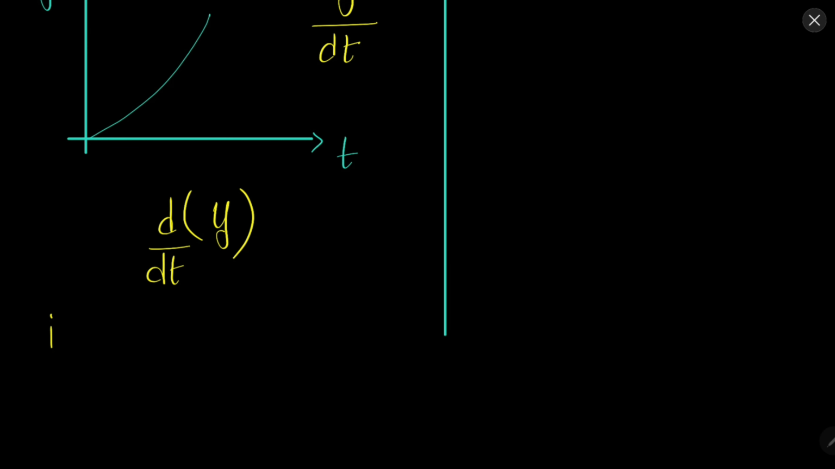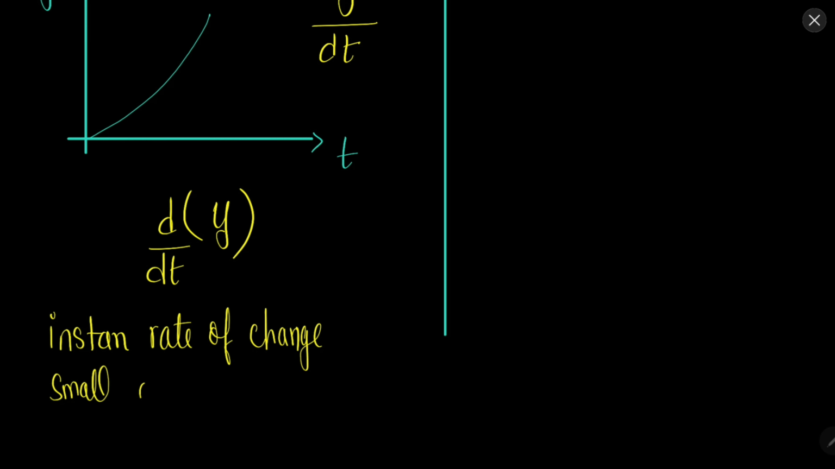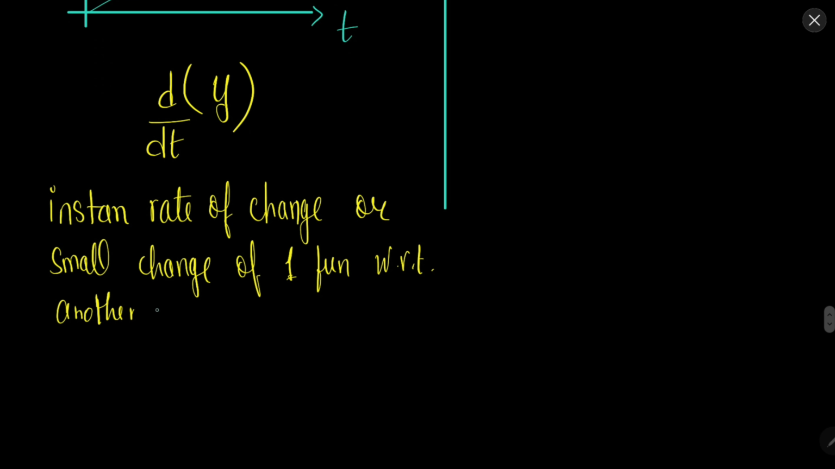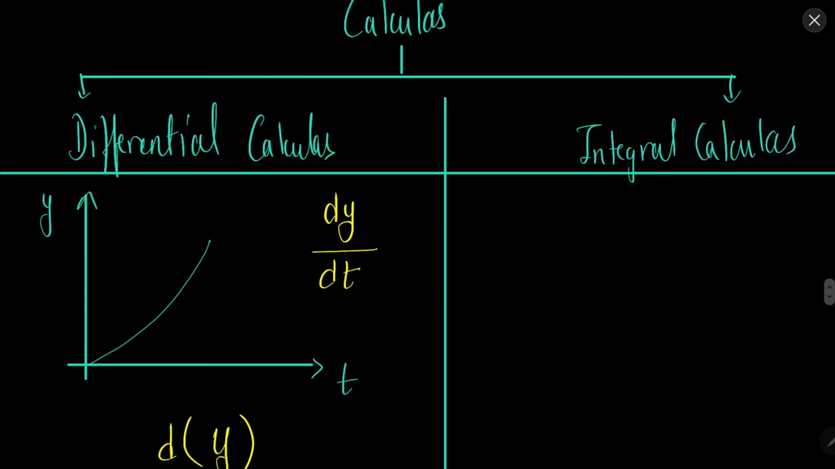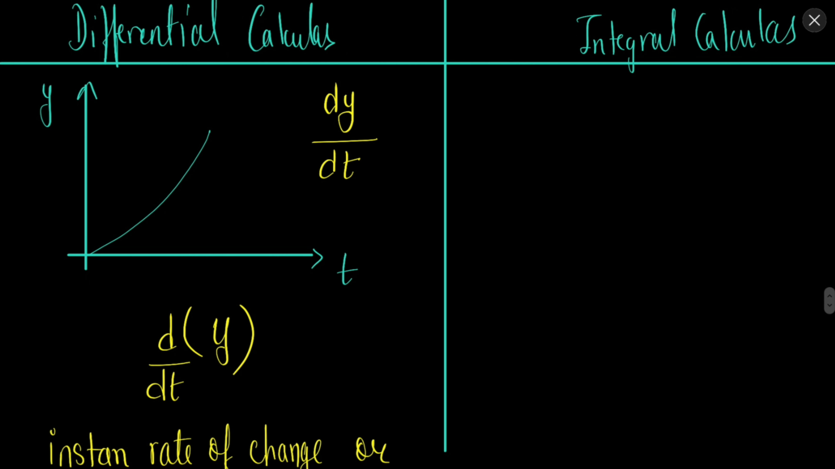We can also say that it tells us about the instantaneous rate of change, or small change, of one function with respect to another function. So for now this is it. You need to keep this in mind, that differentiation tells us about small changes.